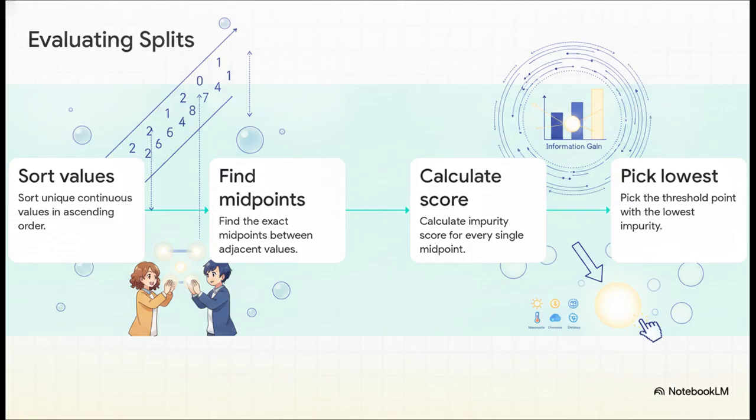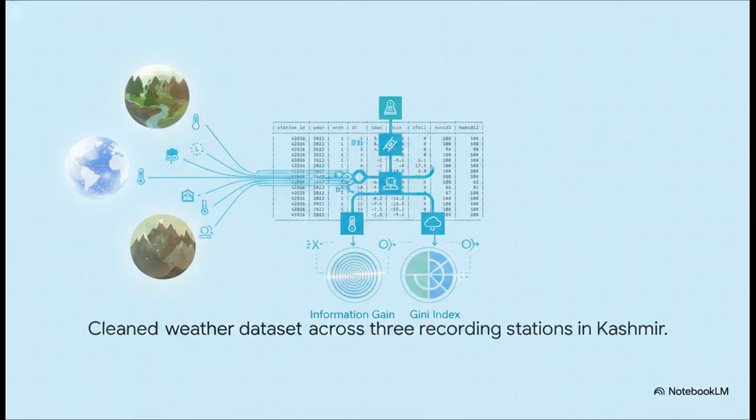Sounds exhausting, right? And this brilliantly illustrates the sheer scale of that task applied to actual data. What we're looking at is a cleaned weather dataset from the India Meteorological Department across 3 recording stations in Kashmir. Researchers compiled nearly 6,000 records tracking temperature, rainfall, and humidity between 2012 and 2017. They literally forced both information gain and the Gini index to comb through thousands of midpoints just to figure out the best way to predict rain.